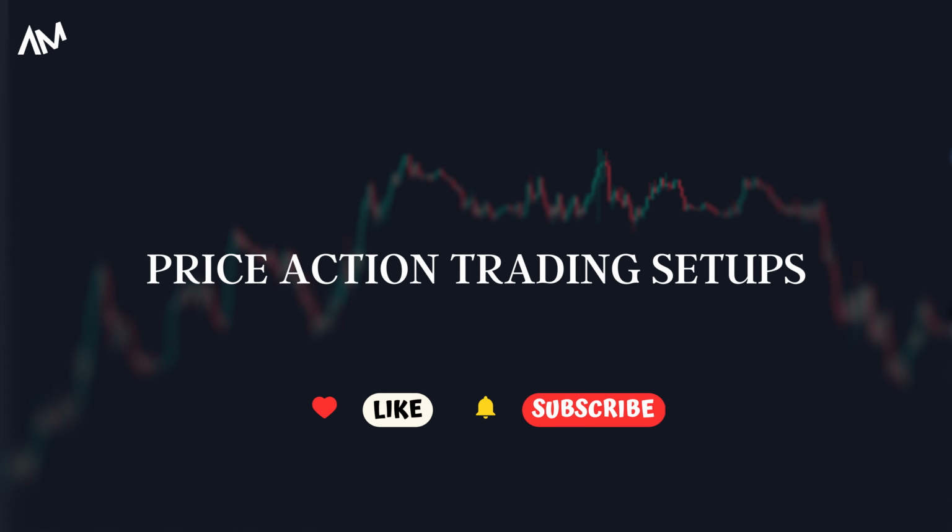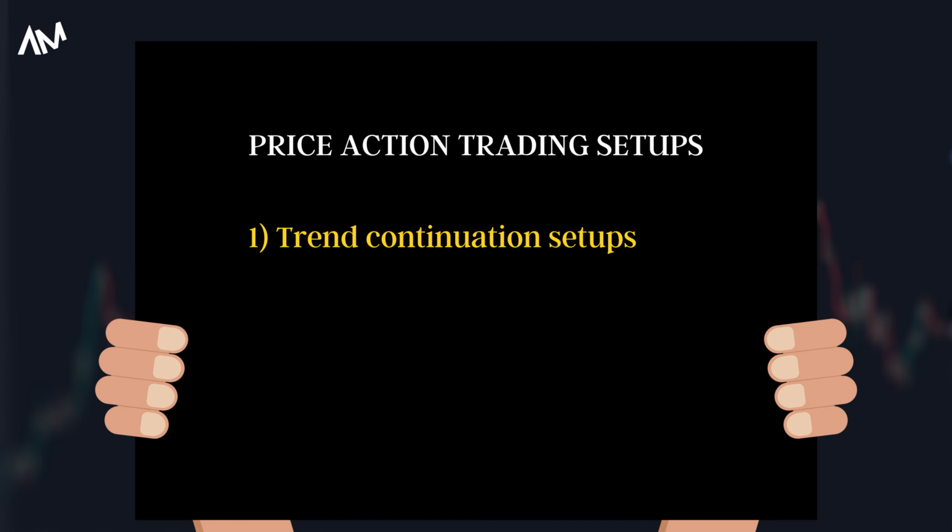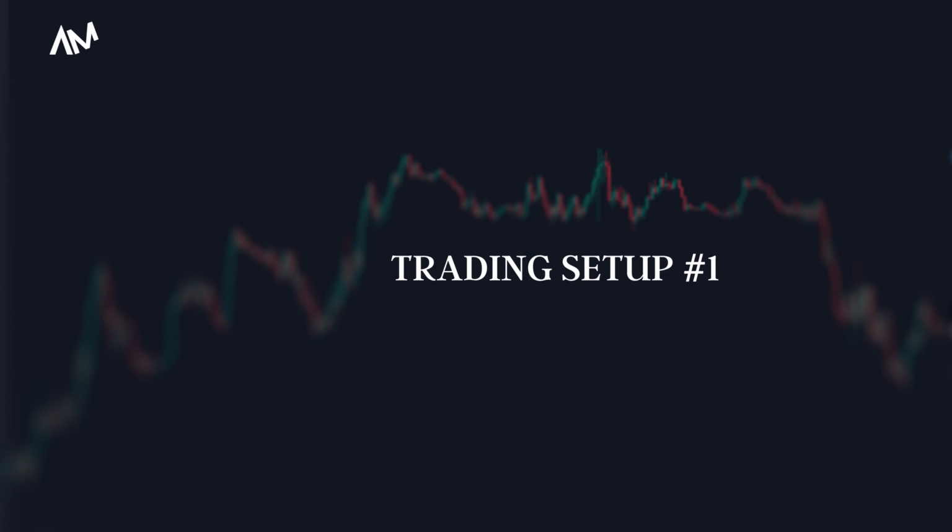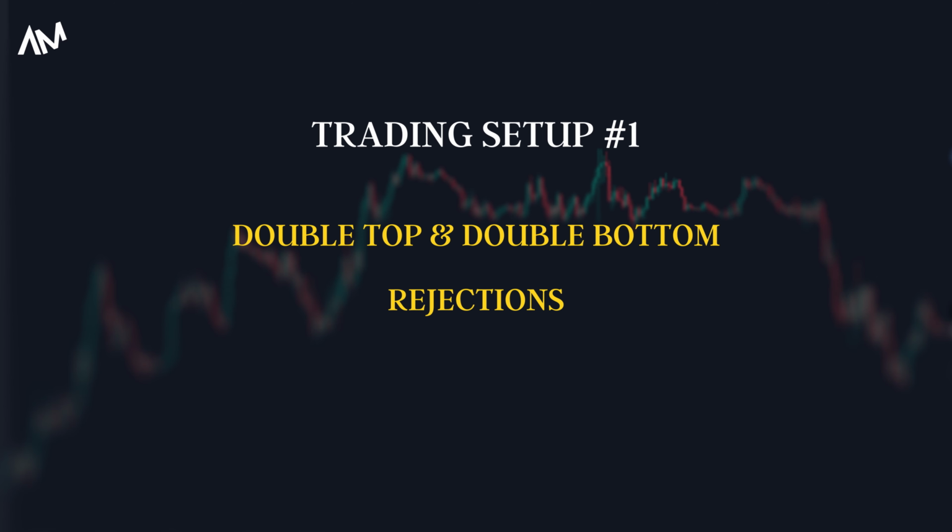So we have two kinds of price action setup: trend continuation and reversal. Let's begin by examining the trend continuation setup, specifically the double top and double bottom rejection pattern.